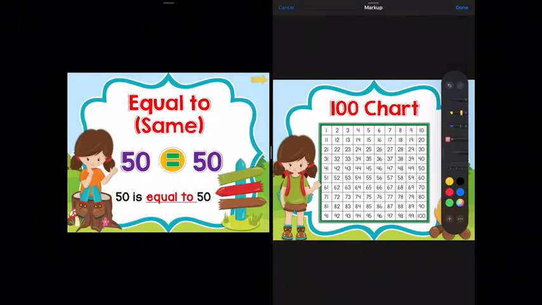Equal means same. So we know 50 equals 50. If we have 50 apples in one bucket and we have another 50 apples in another bucket, it would be the same total. So 50 is equal to 50.